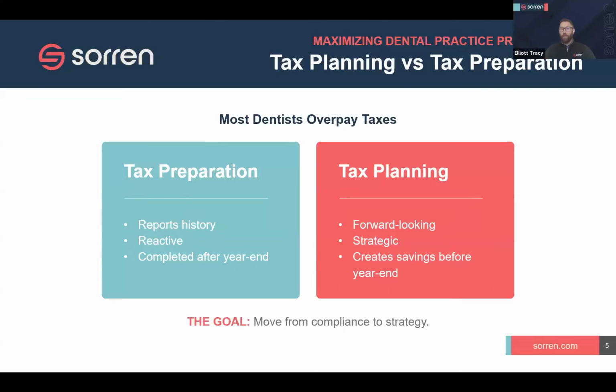Tax planning is very different. Tax planning is forward looking. We're looking at strategic opportunities. We're looking at ways to save money while trying to keep as much of the money in our pocket, and just use those dollars efficiently. So not waste them. Have a strategy for how we're going to be reducing our tax dollars.